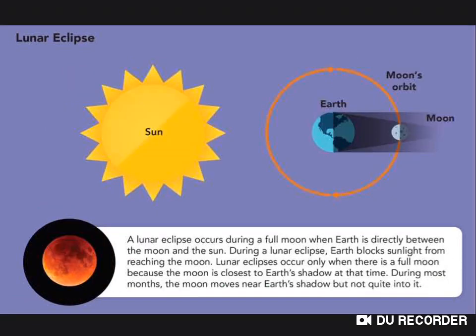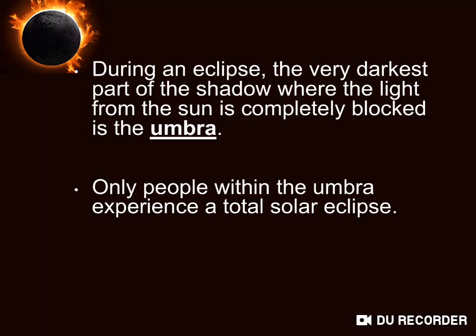A lunar eclipse occurs during a full moon when Earth is directly between the moon and the sun. During a lunar eclipse, Earth blocks sunlight from reaching the moon. Lunar eclipses occur only when there is a full moon because the moon is closest to Earth's shadow at that time. During most months, the moon moves near Earth's shadow, but not quite into it.